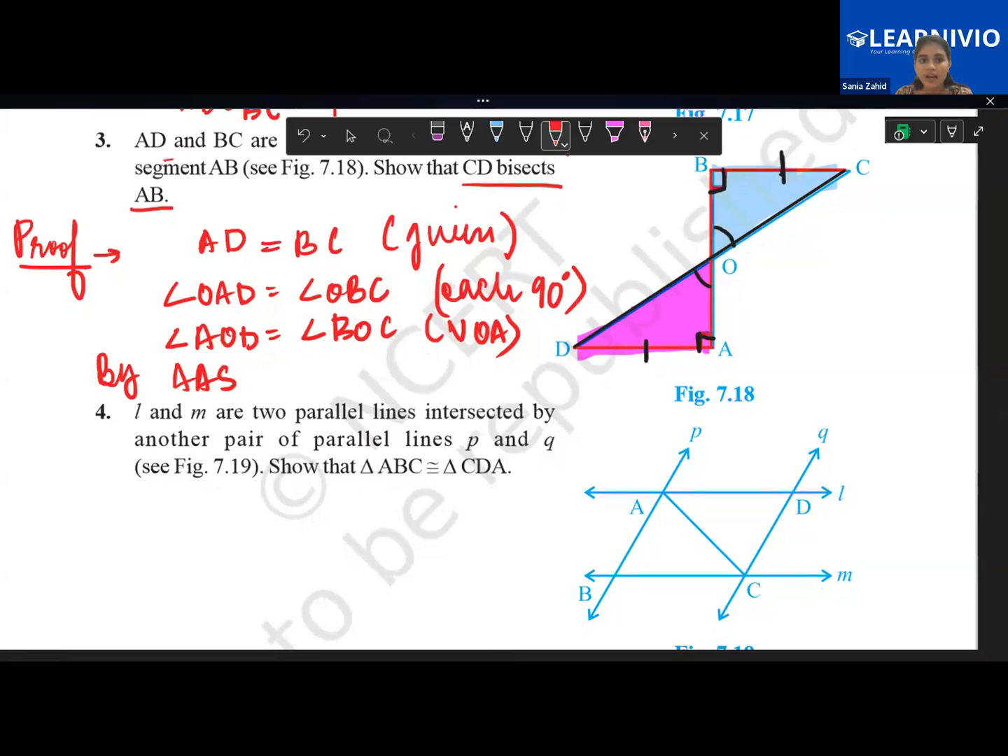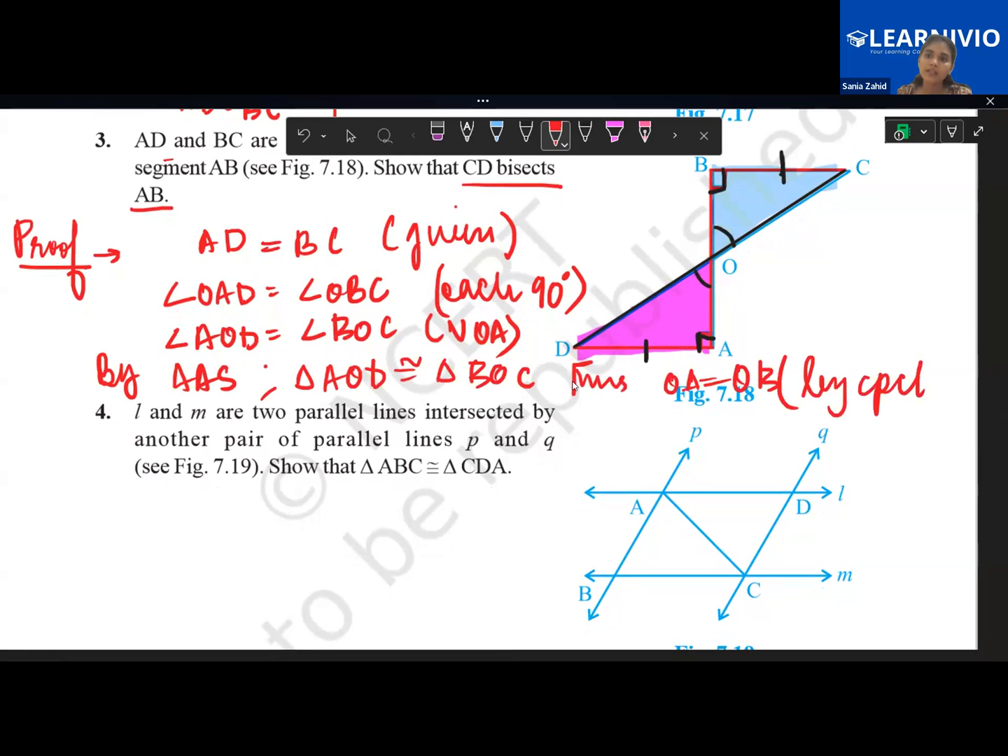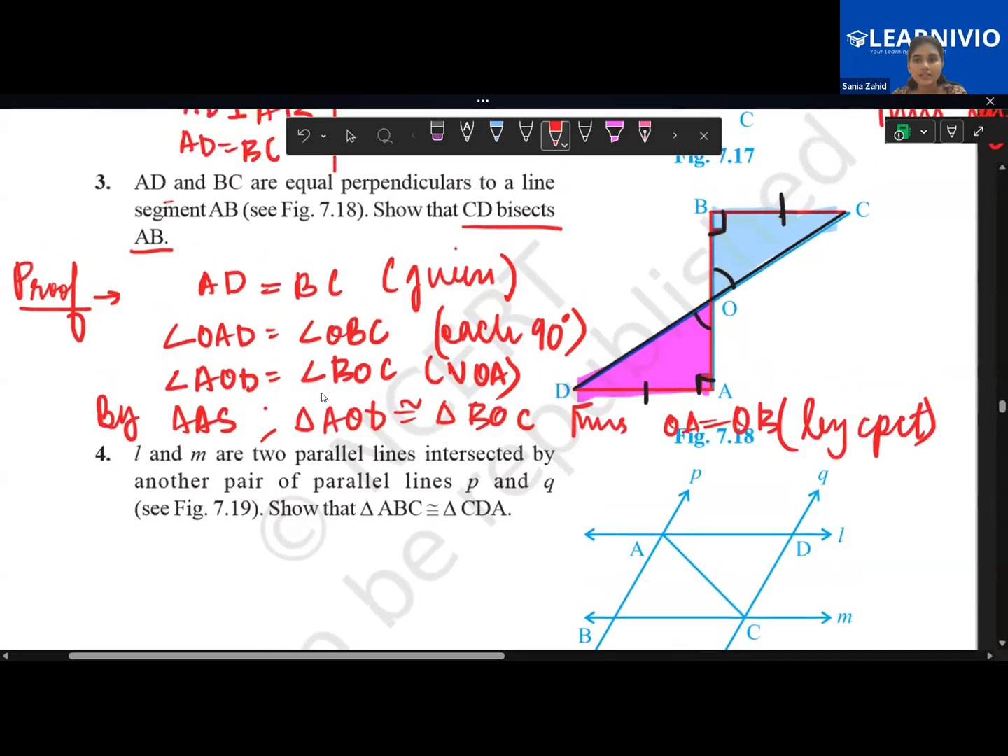By AAS criteria, you will say that triangle AOD is congruent to triangle BOC, and thus OA equals OB by CPCT. And then hence line CD bisects AB. Okay, got it, children? Yes, ma'am.